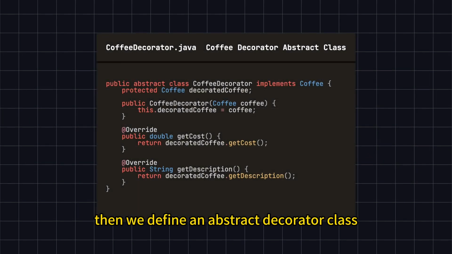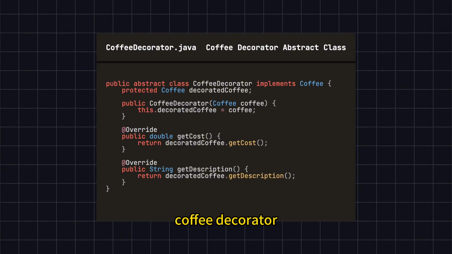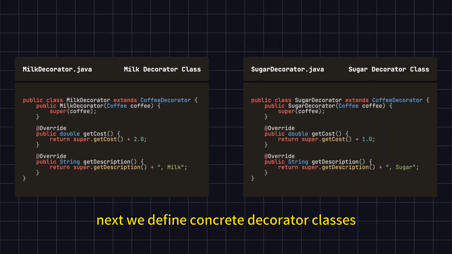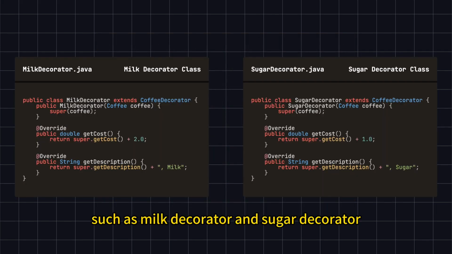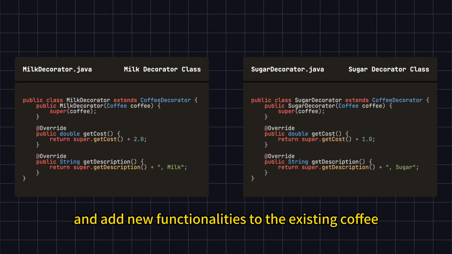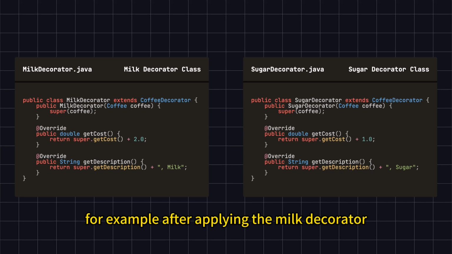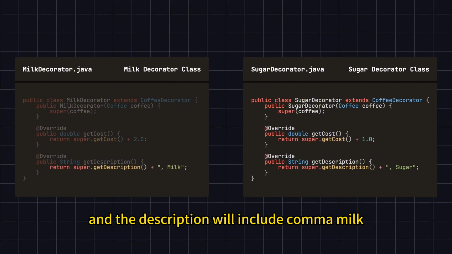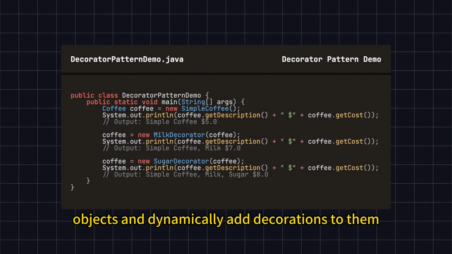Then, we define an abstract decorator class, CoffeeDecorator, that implements the coffee interface and contains a reference to a coffee object. Next, we define concrete decorator classes, such as MilkDecorator and SugarDecorator, which extend the CoffeeDecorator abstract class and add new functionalities to the existing coffee. For example, after applying the milk decorator, the cost of the decorated coffee will increase by 2, and the description will include milk. Now we can create coffee objects and dynamically add decorations to them.